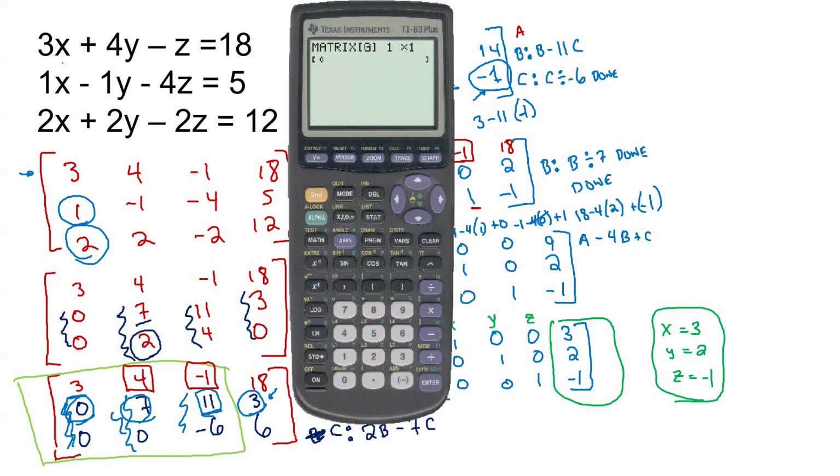Okay. I need 3 rows, 4 columns here to hold the X's and the Y's, the Z's, and the numbers. So 3 rows, enter, 4 columns, enter, put your numbers in. 3, enter, 4, enter, -1, enter, 18. There's my top row. I got 1, -1, -4, 5 for the second row, and 2, 2, -2, 12 will finish that up. Make sure you hit enter on the last one. Make sure that that actually goes to 12.